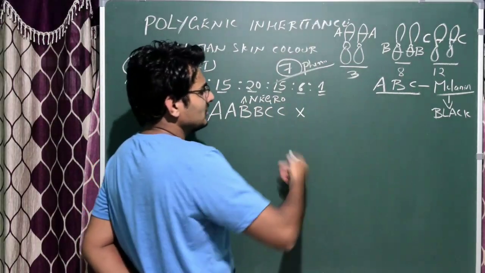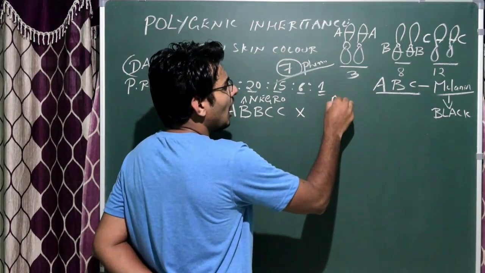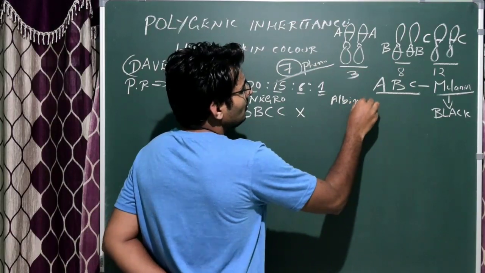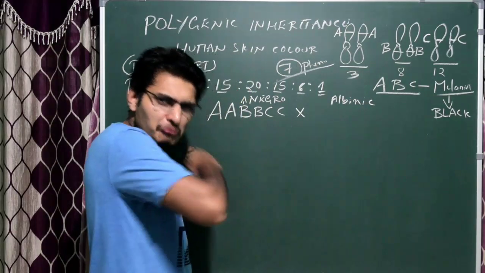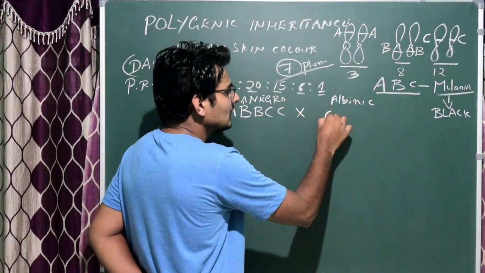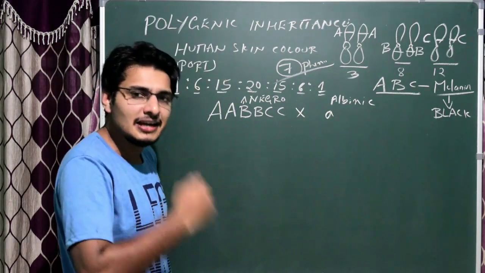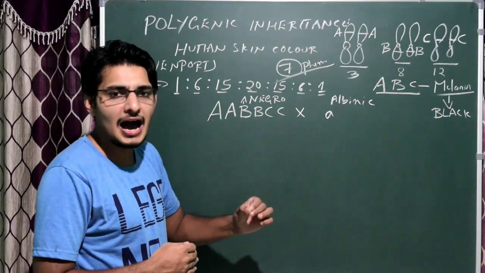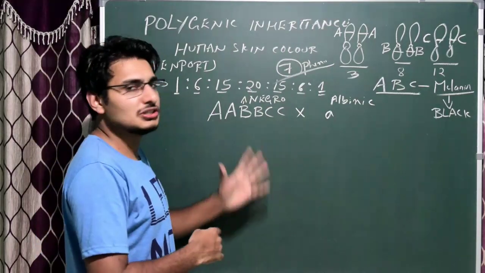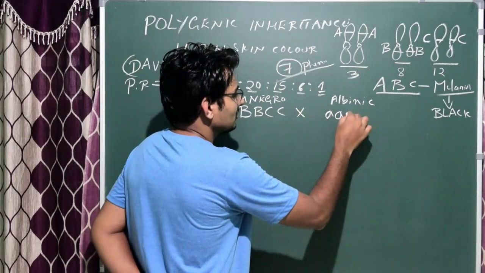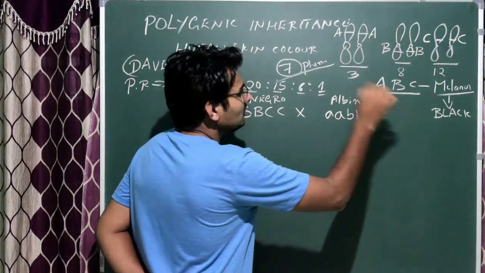Obviously this fellow marries a very fair or albinic woman. Albinic means fair, very fair. So obviously there should not be any synthesis of melanin. That particular female or person should have all recessive genes. How many genes are there? 3 genes are there. So this is actually the thing, right?